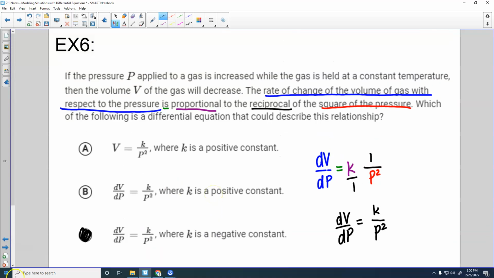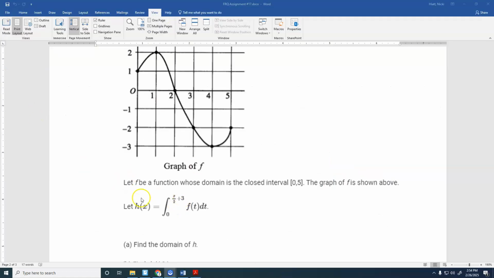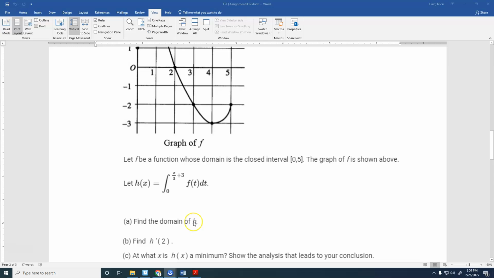Okay, so that's really yes. So they tell us that our domain for f is 0 to 5. Then they ask us about the domain for h here. So what we want to think about in this case is, if we're plugging in these values, what would happen to those x values.